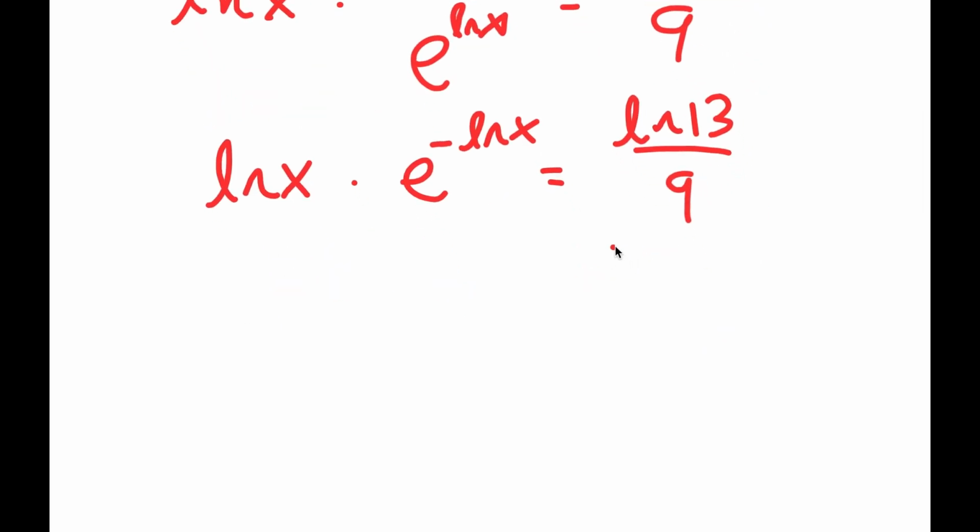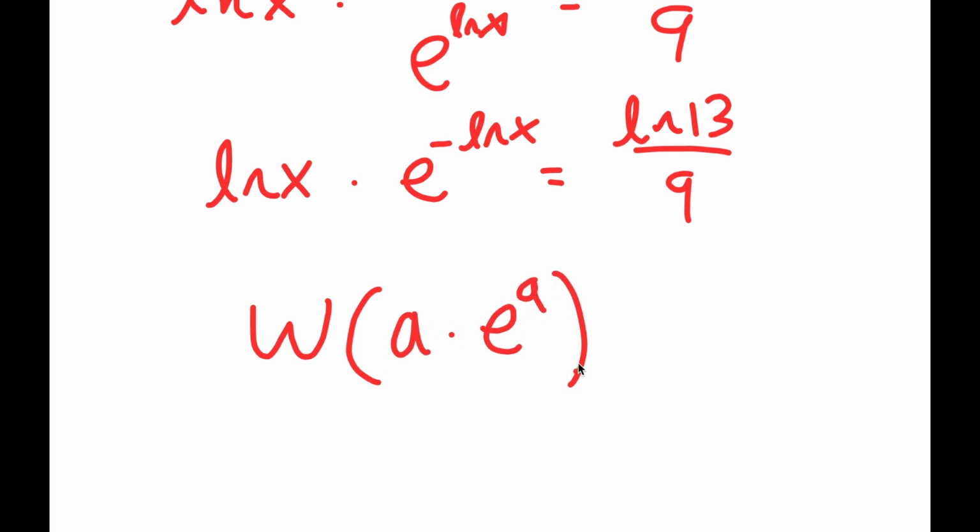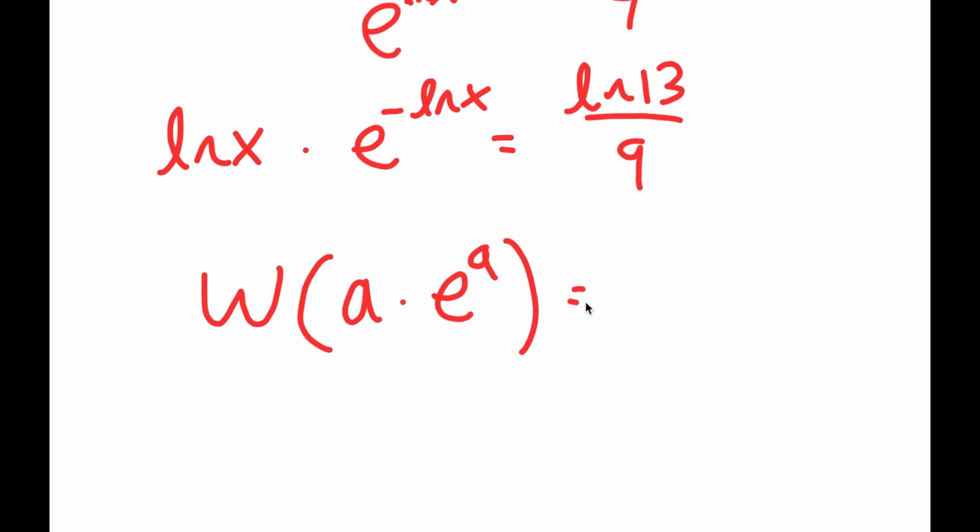Now what I'm going to do is take the W-Lambert function on both sides. So what the W-Lambert function states is that if I have something in the form a times e to the power of a, and I take the W-Lambert function of this, it simply results in a. So in this case, I can think of ln x as a. So I have ln x times e to the power of negative ln x, and the only thing that has to match is these two.